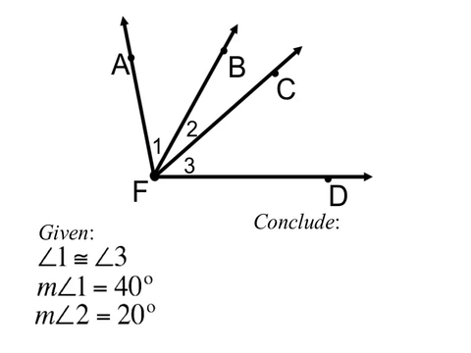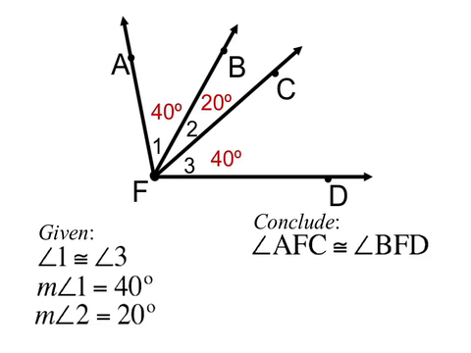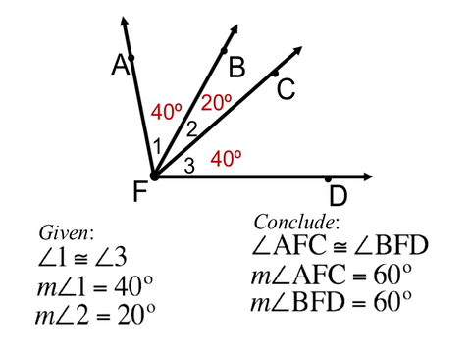And here's a problem that involves angles. We're given that angle 1 is congruent to angle 3. Angle 1 is 40 and angle 2 is 20, so we write the 40 and the 20 up. And then we can note that angle 3 is also 40 because 1 and 3 are the same. And we can make a few other conclusions, one of them being that angle AFC is congruent to angle BFD. We can also conclude that both of those angles are 60 because 40 plus 20 is 60. And finally, the entire angle is 100 because 40 plus 20 plus 40 is equal to 100 degrees.